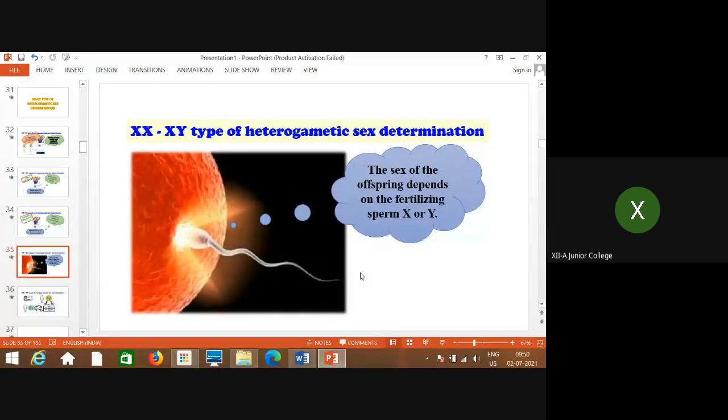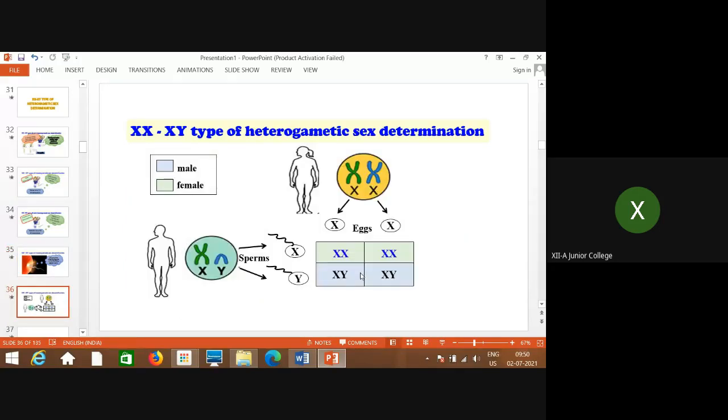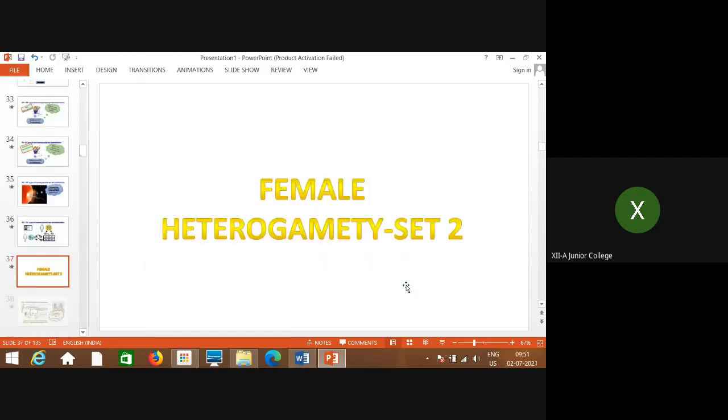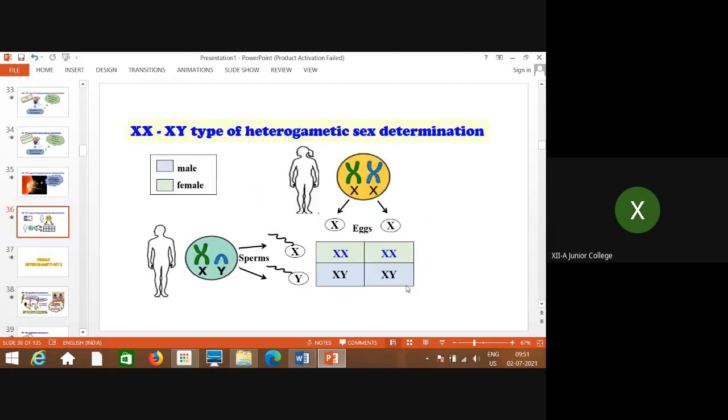Now, the sex of the offspring depends on whether the fertilizing sperm is X or Y type. How does it take place? These are the two types of sperms, X and Y, and the ova are of similar type, X. When an X sperm fuses with the X egg, the result is a female child. Again, when another X fuses, the result is a female child. But when the ovum fuses with a Y type of sperm, that is XY. The same when the egg fuses with a Y sperm, that is XY, and the offspring produced is male. So this is heterogametic sex determination in human beings.